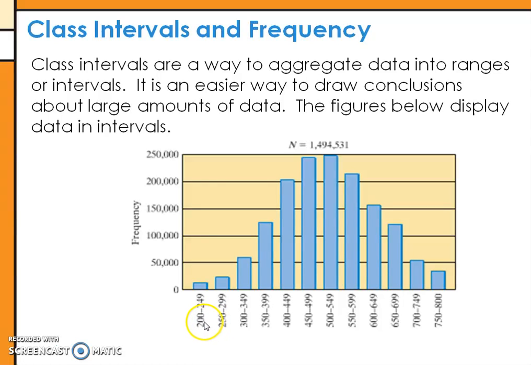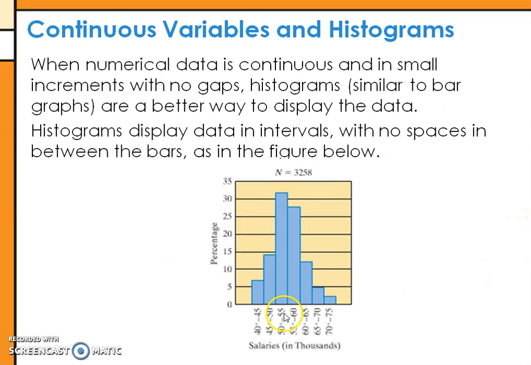So this is everyone who fell between 200 and 249. This is between 250 and 299. And so you can pick your class intervals in different ways, but you want to do something to describe where you're starting and ending them.